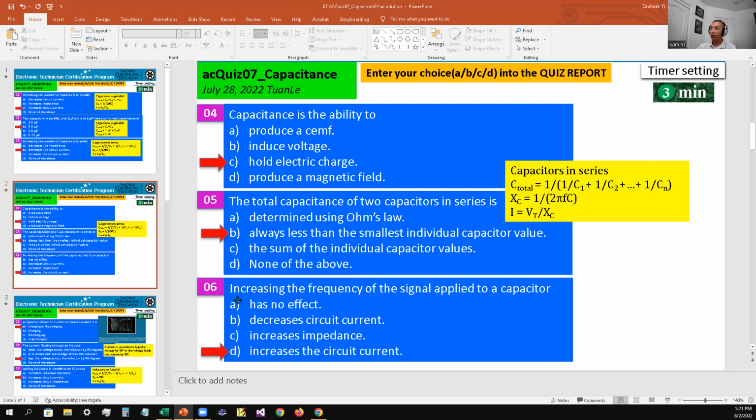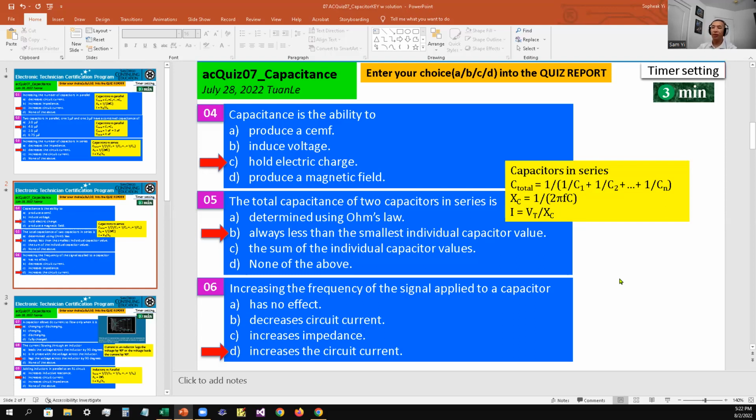Number 6, increase the frequency of the signal applied to a capacitor. XC depends on the capacitor and on the frequency. So if you increase the frequency, you would increase XC. Increasing XC would decrease the current. Wait a minute, let me see. No, increasing the frequency would decrease XC. Decreasing XC would increase the current. So the answer is D as in dog for number 6.